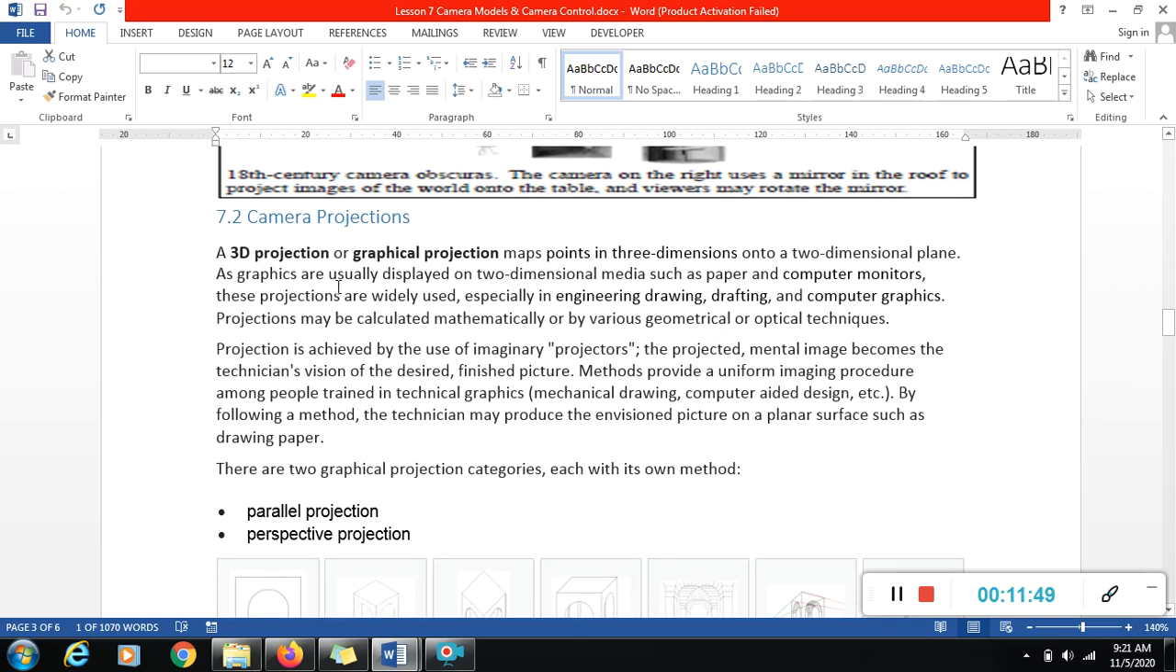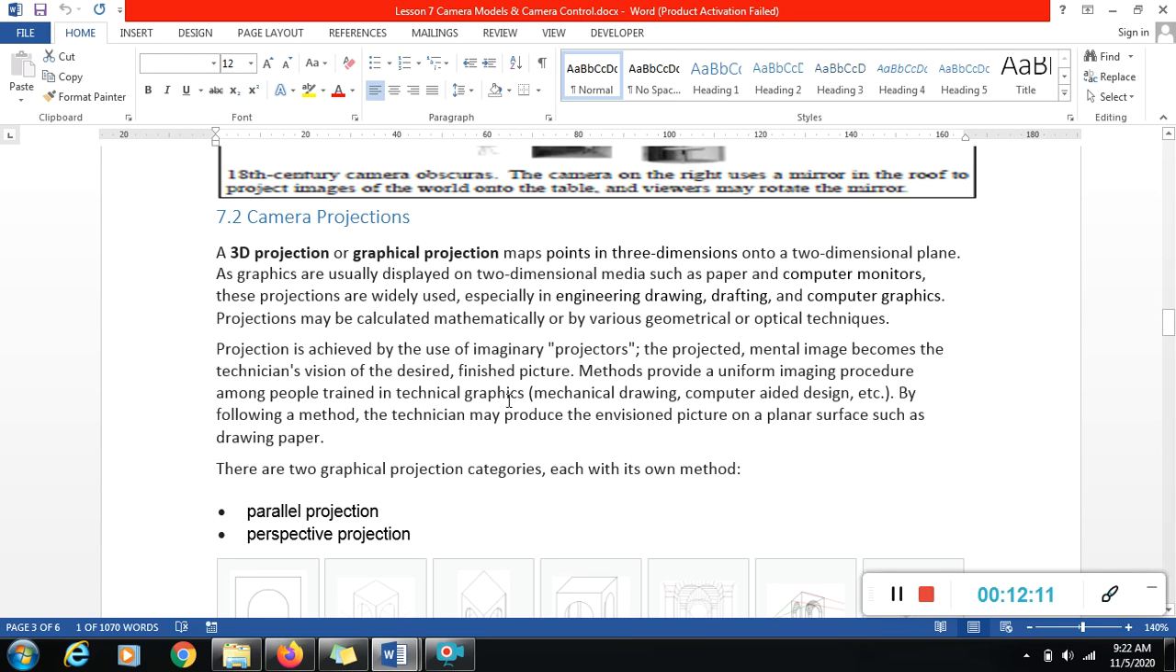Now, camera projections. A 3D projection, or graphical projection, maps points in 3 dimensions onto a 2-dimensional plane, as graphics are usually displayed on 2-dimensional media such as paper and computer monitors. These projections are widely used, especially in engineering, drawing, drafting, and computer graphics. We are aware of that. Projections may be calculated mathematically or by various geometrical or optical techniques.